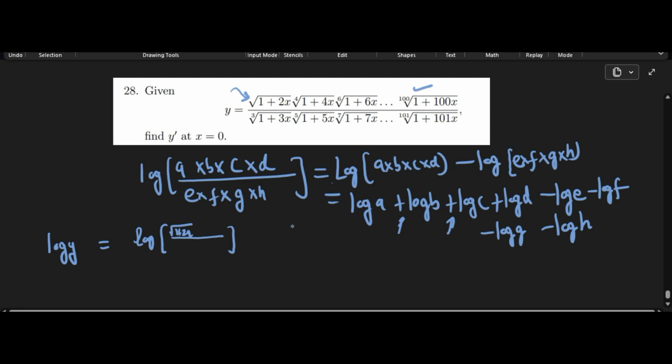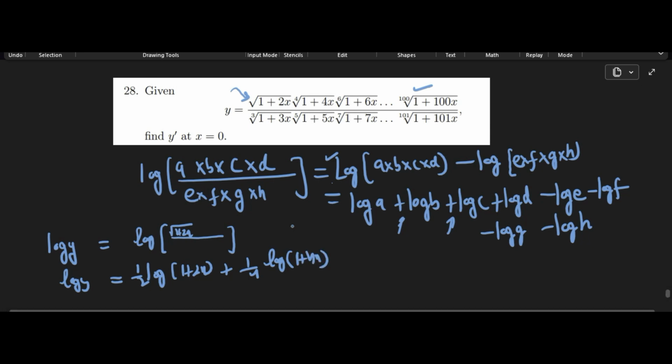So let's say we open this. Log of y is equal to, so I'm using the same principle as this, and I'm writing this as log of 1 plus 2x. The power is half, which I will bring here, and then it is 1 by 4 log of 1 plus 4x plus 1 by 6 log of 1 plus 6x, and this will continue till 1 by 100 log of 1 plus 100x.